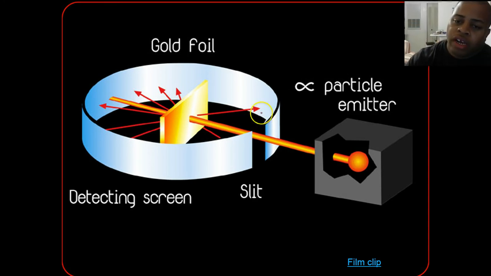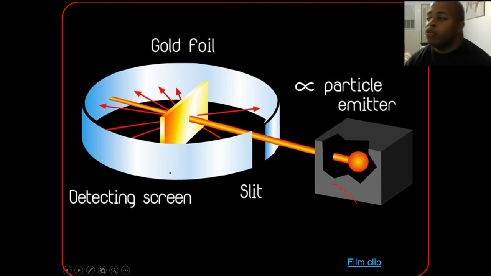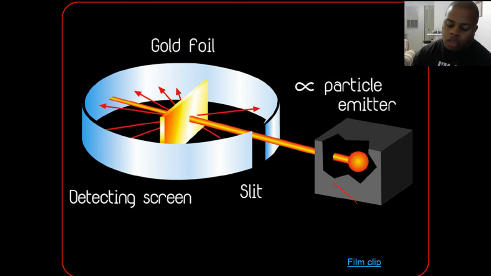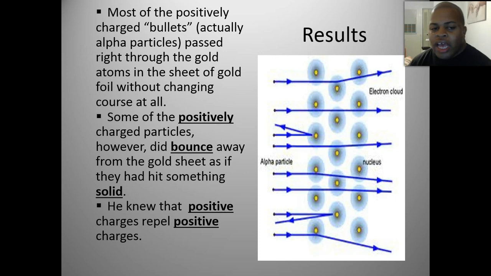You have over here your source shooting in at the foil, and then this is a detector all the way around. So it's set up so you'll be able to determine where exactly the particles go. Now, most of the positively charged bullets pass right through the sheet and go forward without changing course. But some of the particles, however, bounce back.